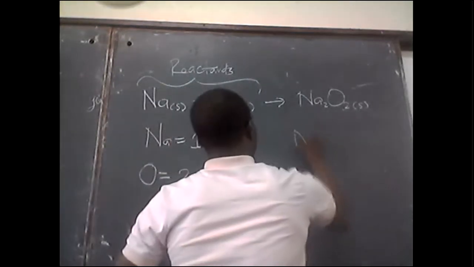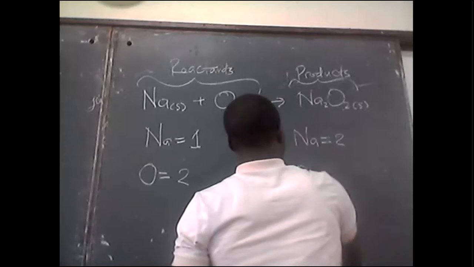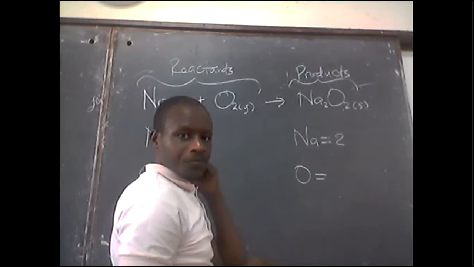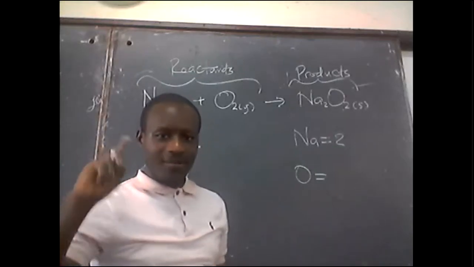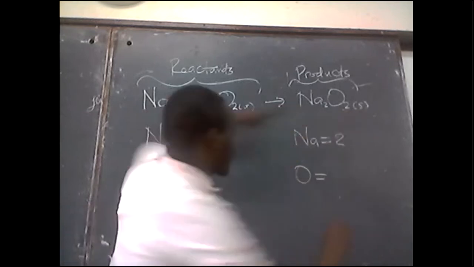How many atoms of sodium do we have for products? Denise: 2. Thank you. Then for oxygen? Destiny: 2. I had 2 answers at the same time. I need 1 answer. Sodium is 2, oxygen is also 2. Thank you.